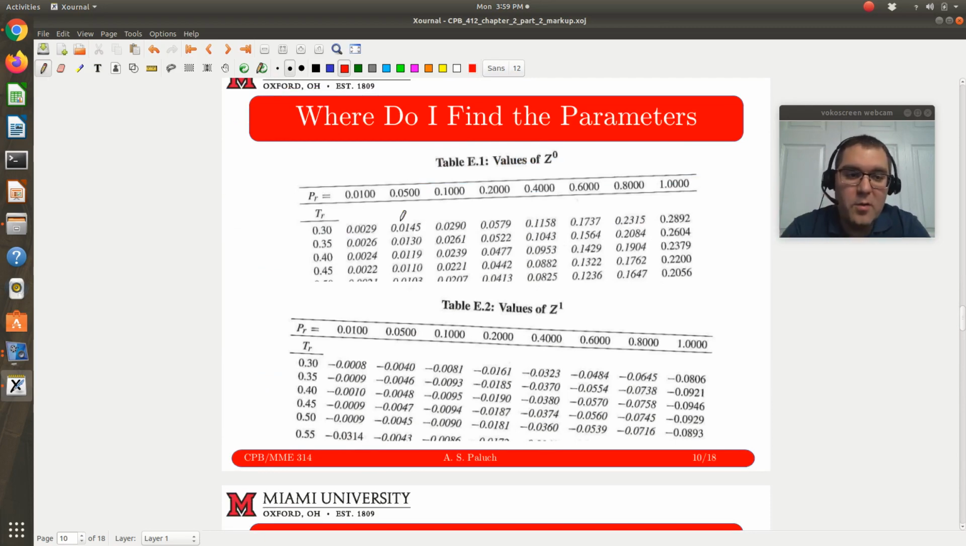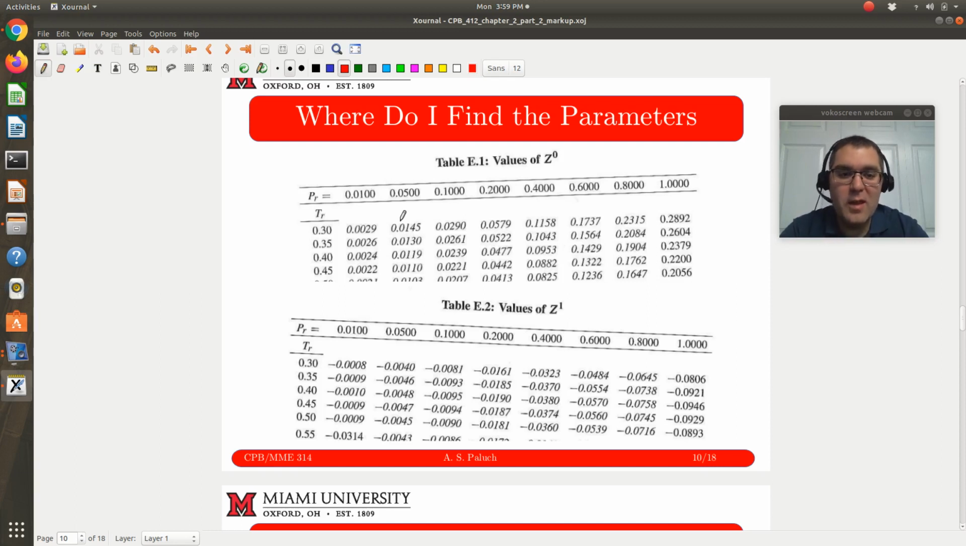Where do we get those? So in our book, Matsoukas's book, he provides graphs for Z0 and Z1. So they're graphs where if you know TR and PR, you can read off Z0 and Z1. Graphs are great, but they can be kind of hard for making good quantitative calculations. So there's another appendix online on Canvas, scanned from another textbook, which contains these Lee-Kesler tables.